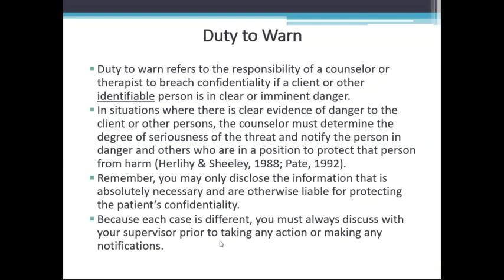And because 42 CFR Part 2, again, does not have specific allowances in duty to warn situations to exempt your requirement to obtain patient consent, you may have to make that disclosure without identifying that person as being a patient of our program or as having a substance use disorder.